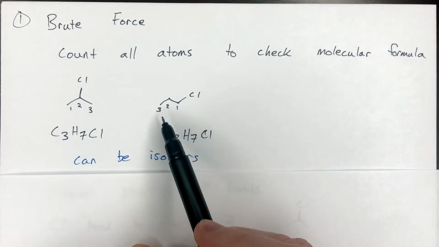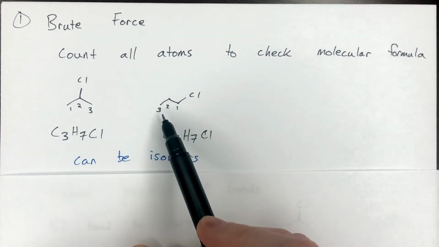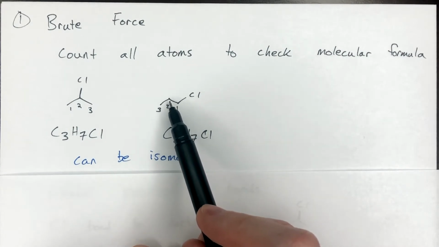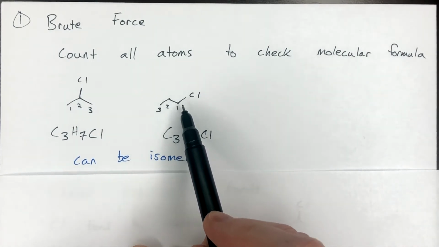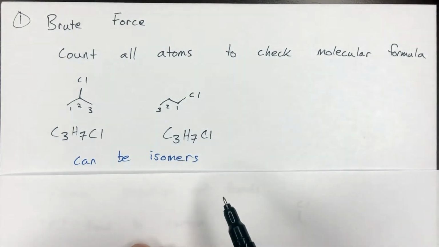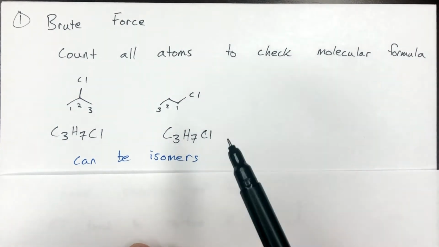Do the same thing over here. If we look at carbon 3, only one bond is shown, so there's 3 hydrogens there, that's 3. Then we add 2 here, because there's 2 bonds shown, that's 5. And then 2 here, because there's 2 bonds shown, that is 5 plus 2, which is 7 hydrogens. And then, of course, we have the chlorine.